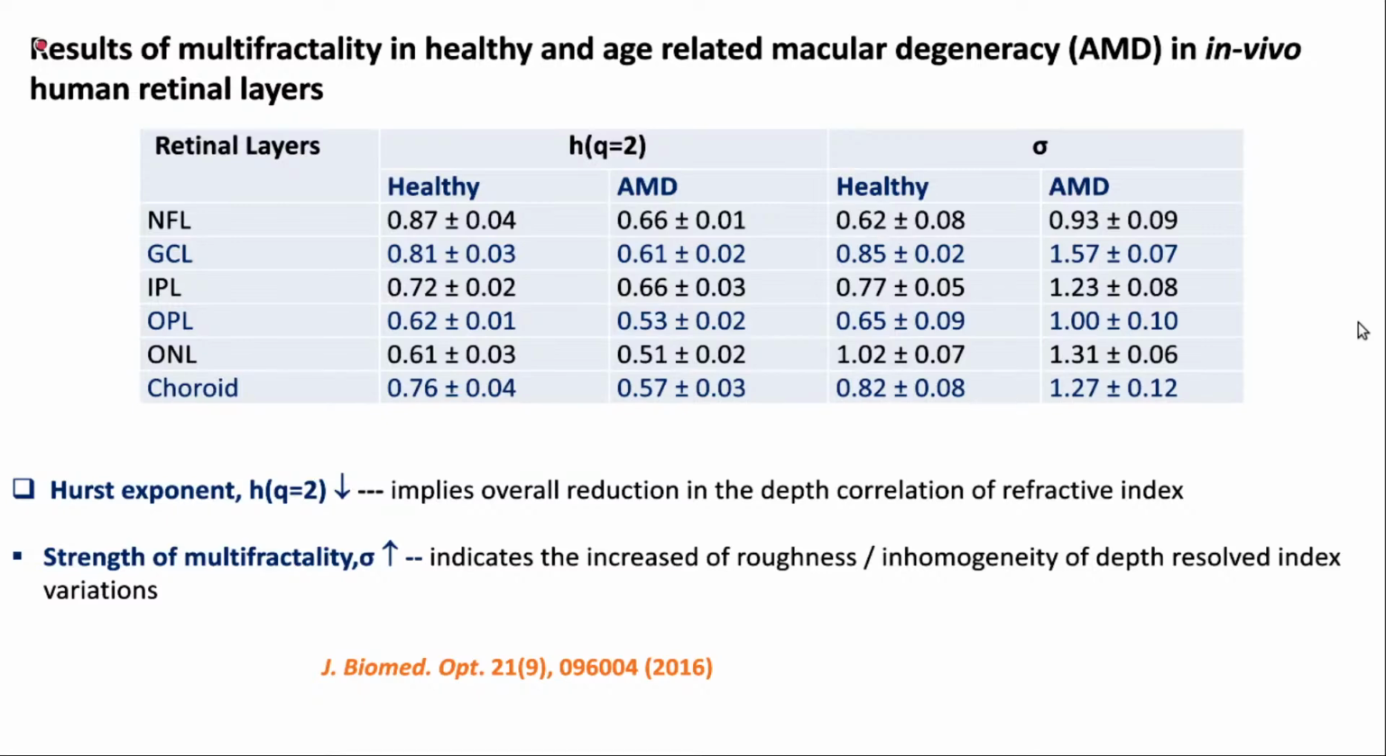So we can conclude that the decrement in Hurst exponent at q equals 2 implies an overall reduction in the depth correlation of refractive index, but an increment in the tissue surface heterogeneity. Okay, but here you see there are also overlapping standard deviation values, but there is no overlapping.